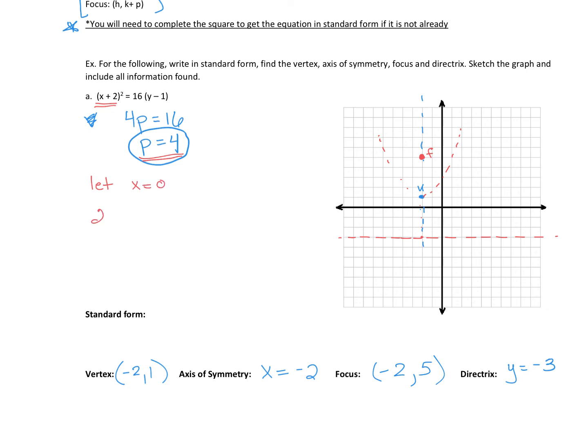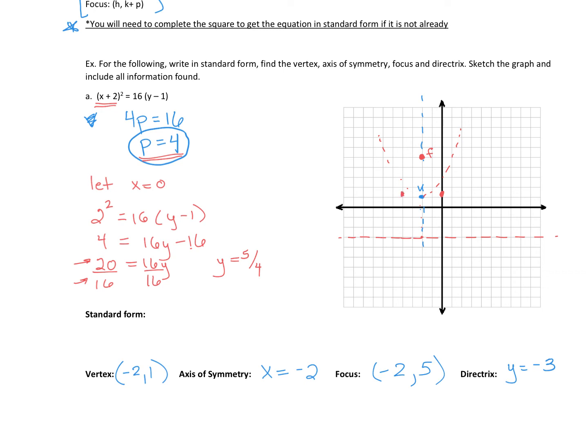If I let x equal 0, I get 2 squared equals 16 times y minus 1. 4 equals 16y minus 16. 20, if I add 16, equals 16y. And then dividing by 16, these are both divisible by 4, I get y equals 5/4. So a little bit more than 1. So this is actually wider than I initially thought.